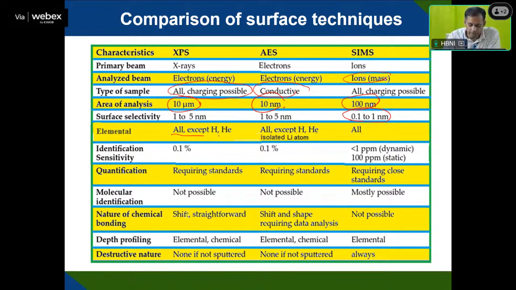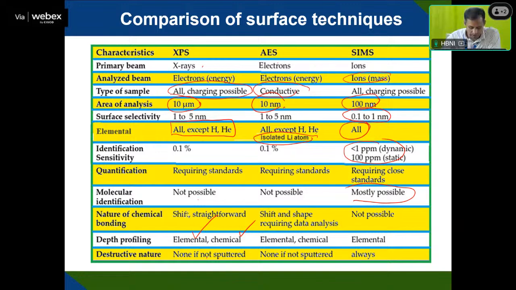As I told, all elements except hydrogen and helium can be detected in XPS and AES; isolated lithium is not possible. In SIMS, all elements are possible, and identification is very good, you can detect below ppm. Quantification is possible, but we need standards. Molecular identification is mostly not possible in XPS, but oxidation states in XPS and AES give both elemental and chemical information.